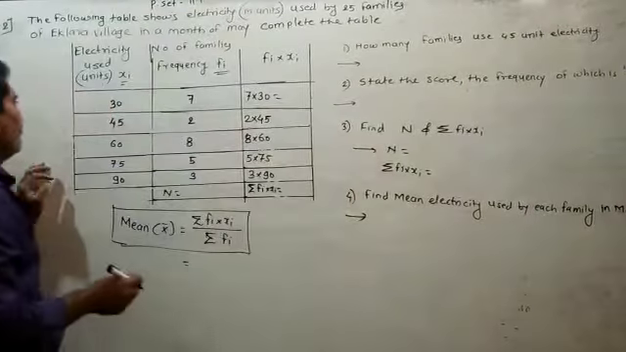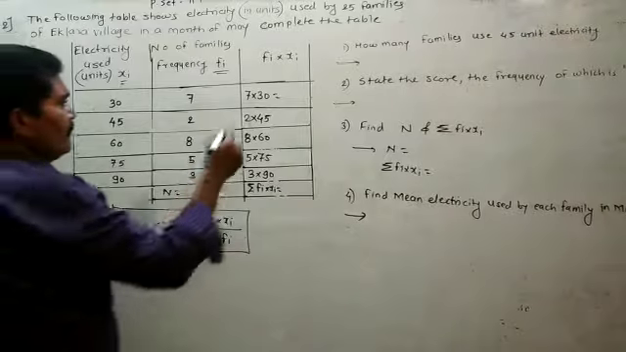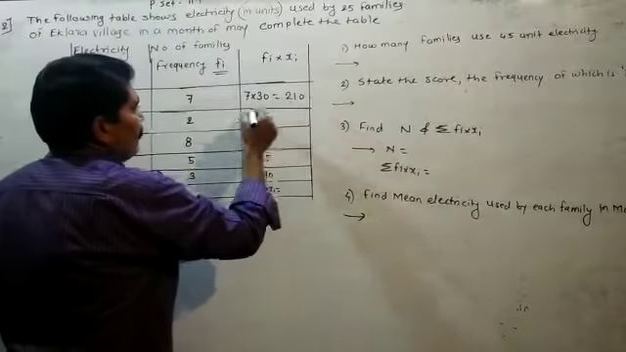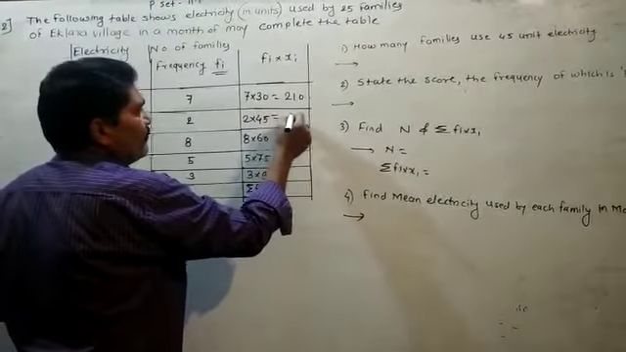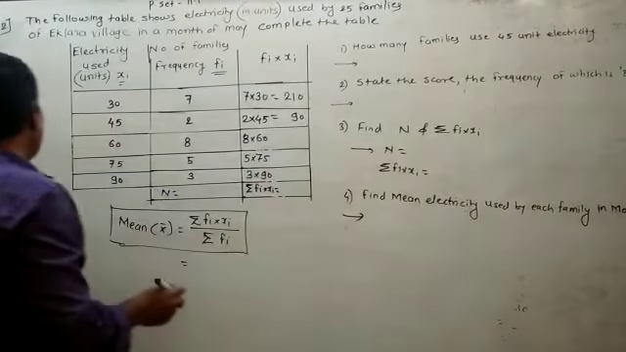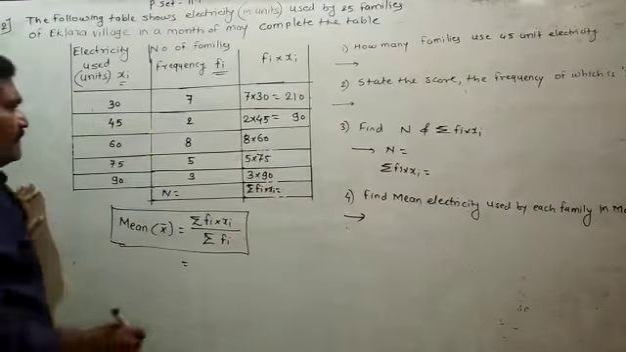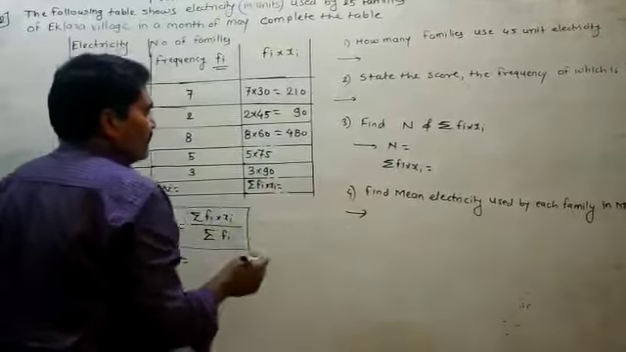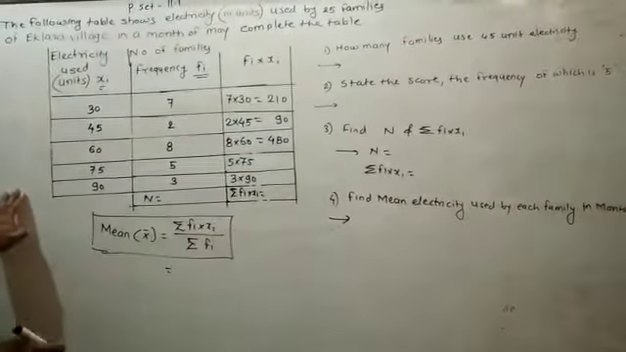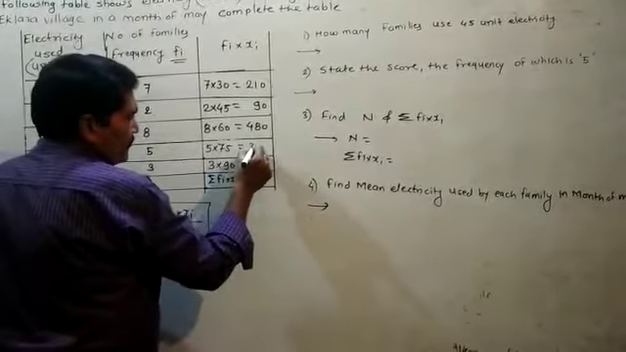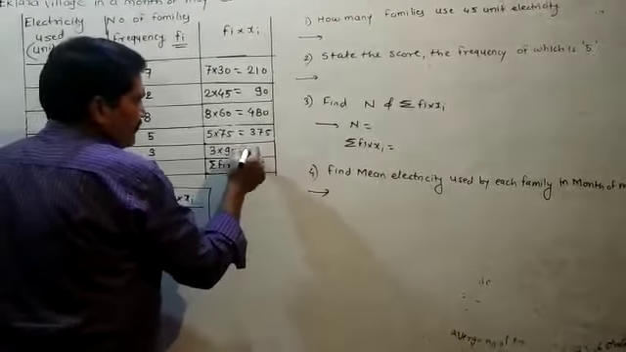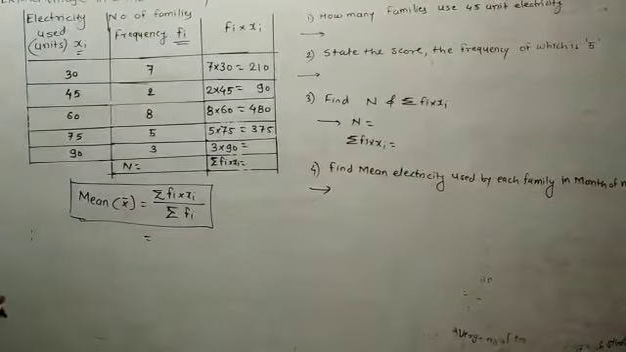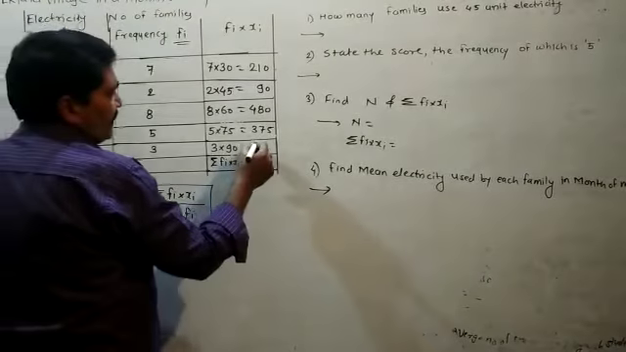So 7 into 30 is equal to 210. 45 into 2 is equal to 90 will come. Then 8 into 60 is equal to 480. Then 75 into 5 is equal to 375. And 90 into 3 is equal to 270.